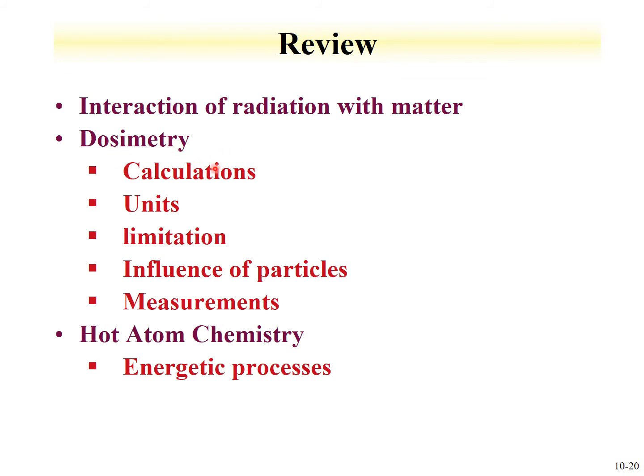We talked about calculations for dosimetry. We talked about dosimetry units: grays, sieverts, rads, and rems. We discussed a little bit about the limitation of dosimetry, particularly when it's coupled with models. We explored the influence of particles, particularly when we go from absorbed dose to dose equivalent. So the rad to the rem, the gray to the sievert, how an alpha particle has a much larger influence due to the fact that it has a much higher deposition of energy in a shorter range, so a higher linear energy transfer. And then we also explored a little bit about the measurements related to dosimetry.